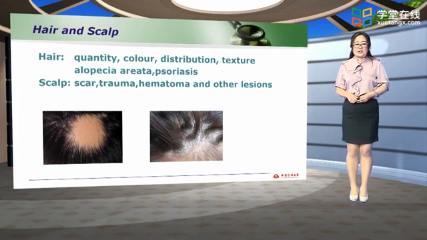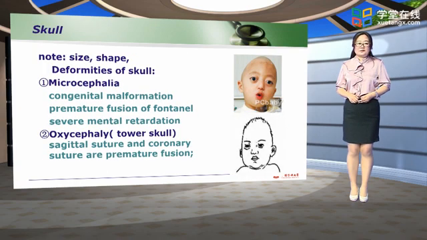Then we part the hair in several places to examine the scalp. We should find if there is any scar, trauma, hematoma, or other lesions on the scalp. After that, we examine the skull. We should focus on the size and shape of the skull. Several diseases may be caused by deformity of the skull.